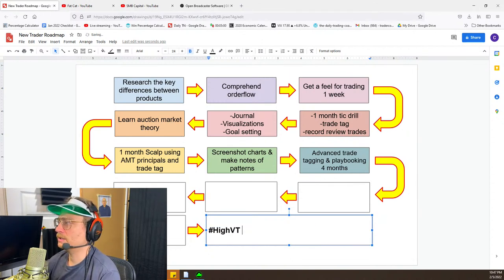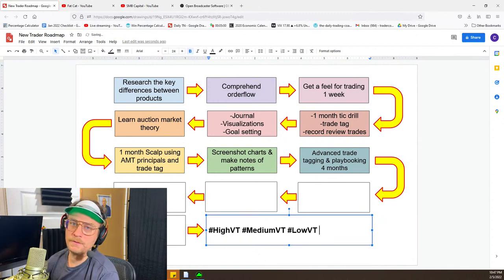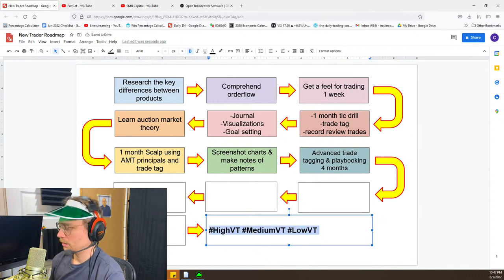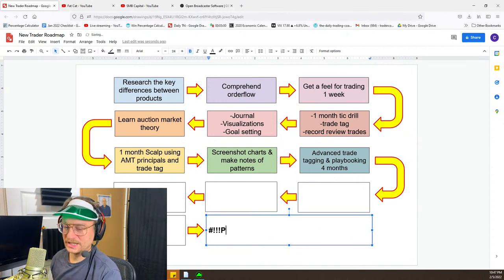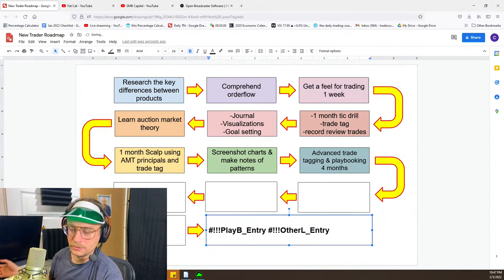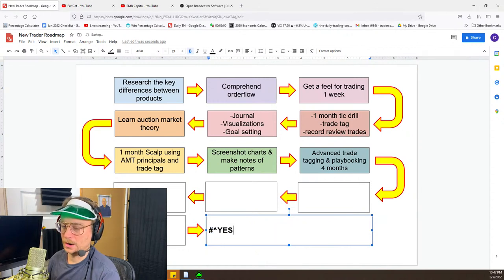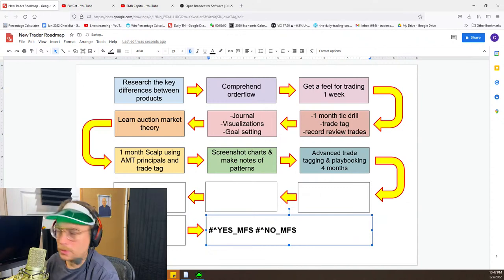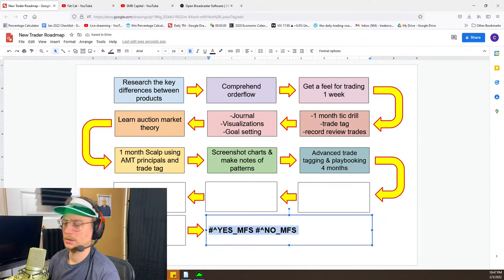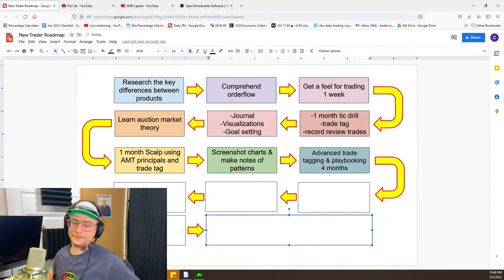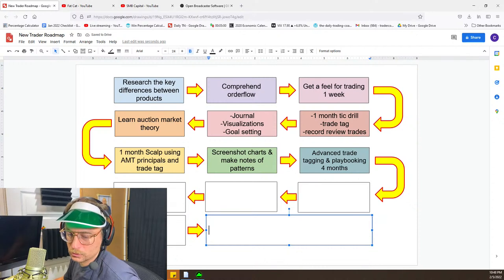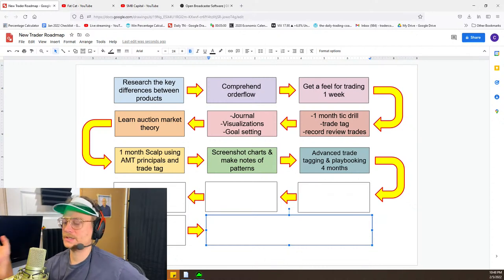Is this high volatility, medium volatility, or low volatility? Am I getting in exactly at my playbook area, or am I getting in somewhere else? Are there multiple factors of support for my trade entry, or are there no multiple factors of support? These are all things I want to know. Okay? So with that being said, you need to be creative.